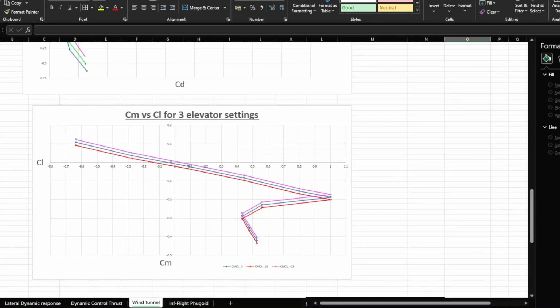The moment coefficient versus lift coefficient plot for three elevator settings at negative 15, 0, and 15 degrees show one of the lines, the pink one, which is for negative 15 degrees, to pass through the origin. The moment is 0 for that CL and elevator input. Therefore, for the best trim performance at the CG location of 35% of the mean aerodynamic chord, an elevator trim of negative 15 degrees works best.